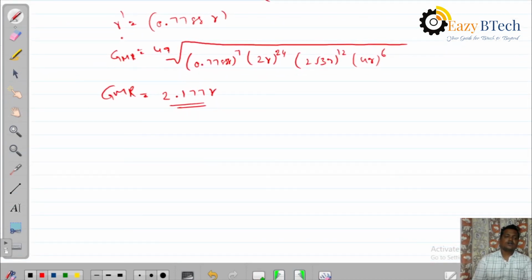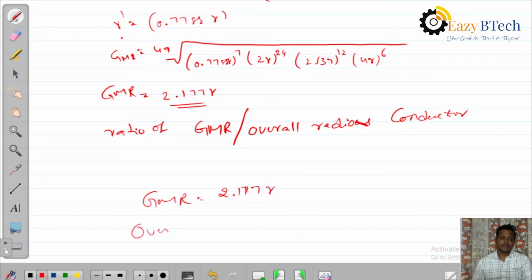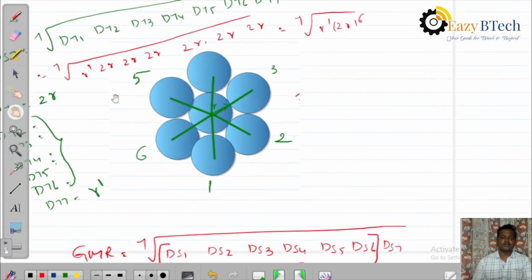Next, the second question is, calculate the ratio of GMR to the overall radius of the conductor. Now, you already calculated GMR. GMR equals 2.177R. Now, the overall diameter of the conductor: how much is the overall diameter of the conductor? You can calculate it from the diagram.